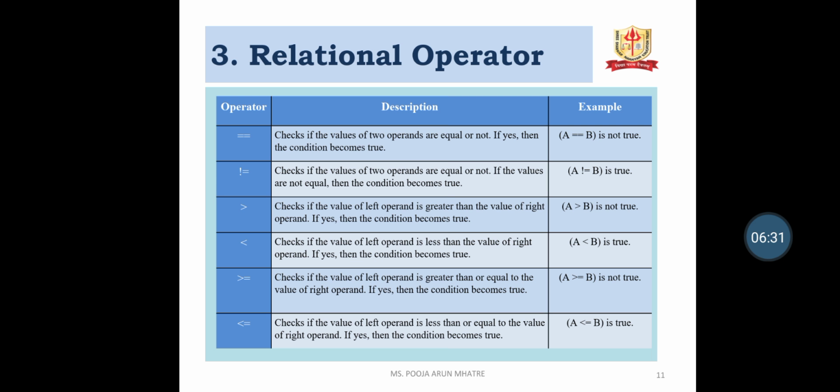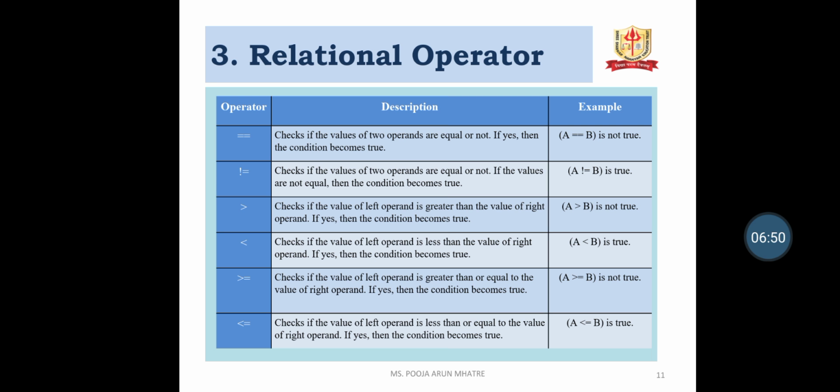That is not true. Then less than. It checks if the value of the left operand is less than the value of the right operand. So left operand A is less than B. The left operand is less than B, that is, it is true.